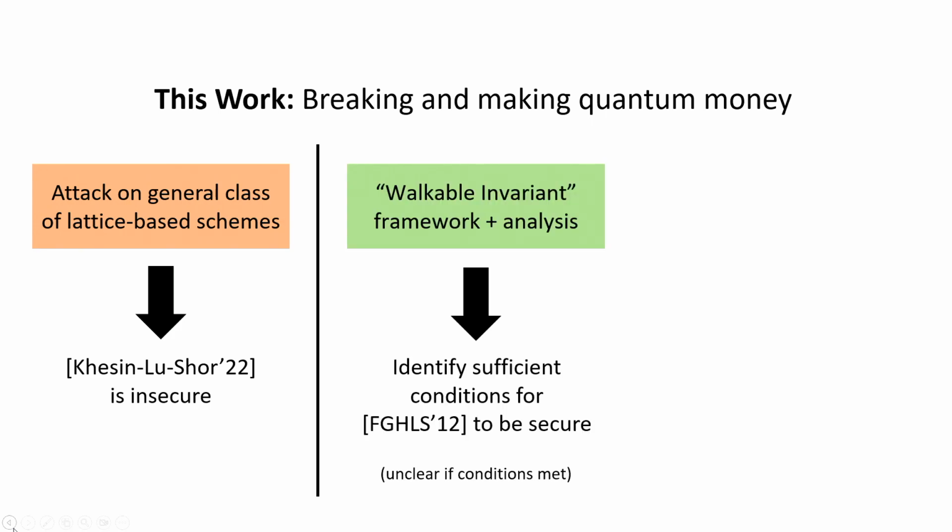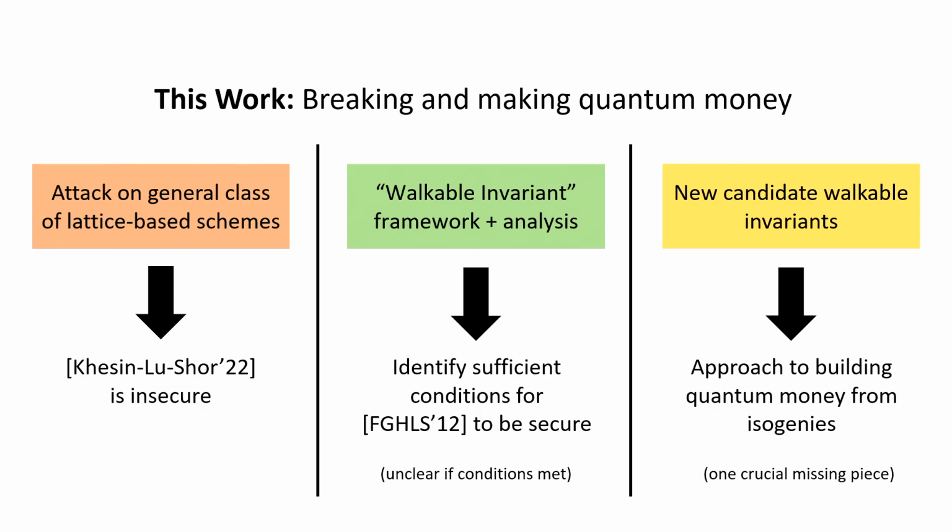The second result is positive. It's a framework for building quantum money with something called walkable invariance. This work gives sufficient conditions to lead to secure quantum money, and it can be seen as abstracting one of the main remaining candidates for secure quantum money due to Farhi et al., the quantum money from knots. And we note that it's an open problem whether their scheme meets the sufficient conditions.